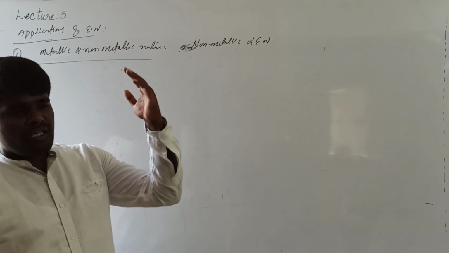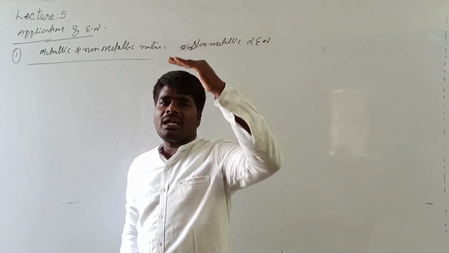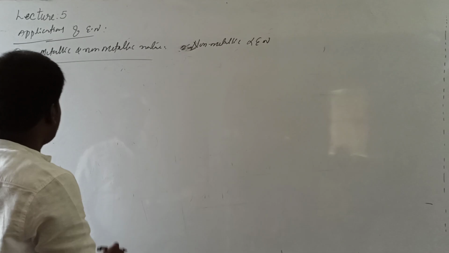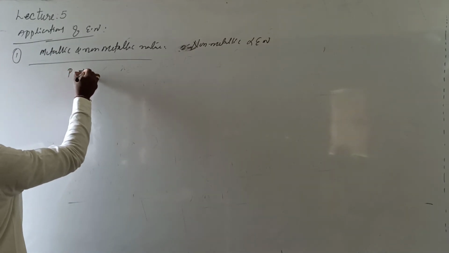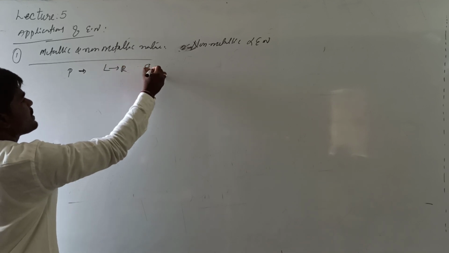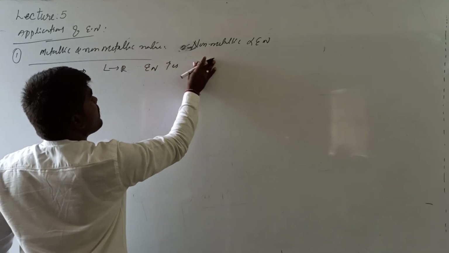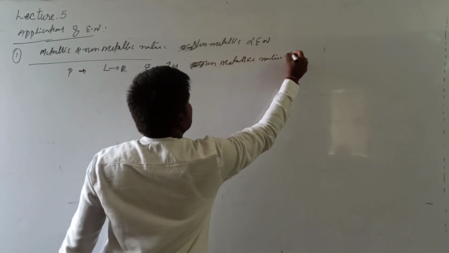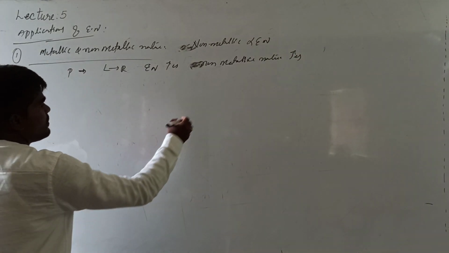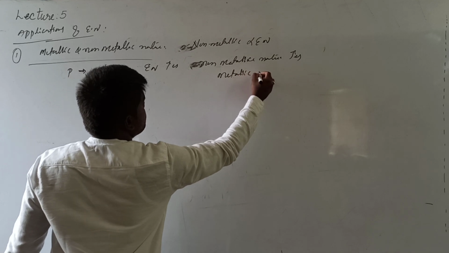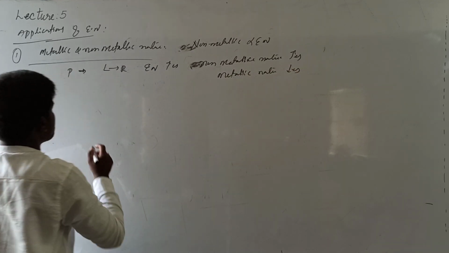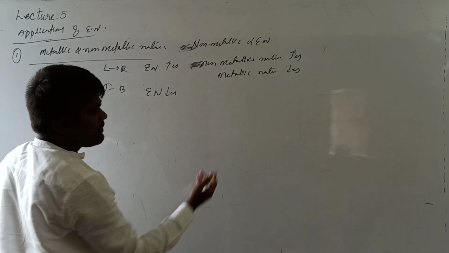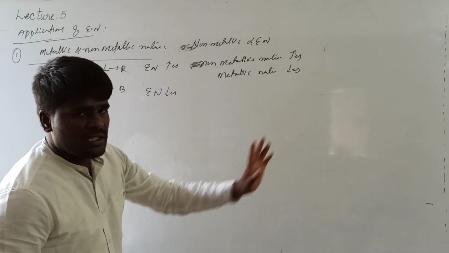Because of that reason, when you are moving down in a group, the metallic nature increases and non-metallic nature decreases. When you are moving left to right in a period, what happens? Electronegativity increases. So non-metallic nature increases and metallic nature decreases. When you are talking about the group, top to bottom, electronegativity decreases, so it will become reverse. Non-metallic nature decreases and metallic nature increases.